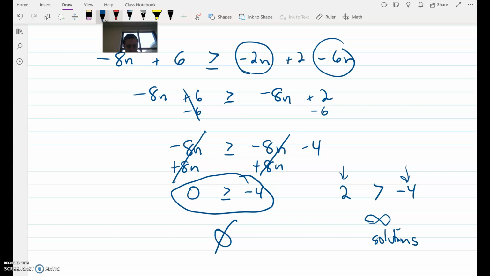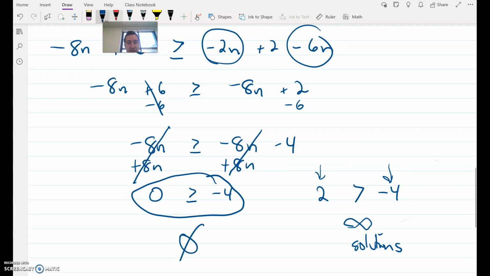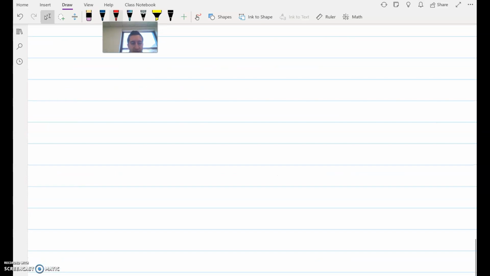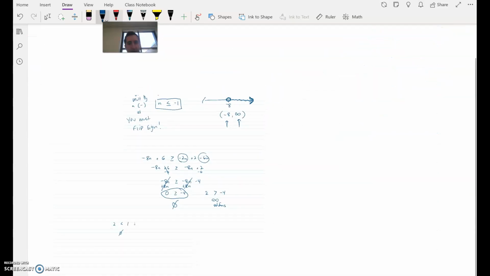Okay, so in conclusion, if something ever happens to where your variables cancel out and you're just left with a statement, let's say you're doing a problem on your homework and you get all the way down to the bottom and all that's left is 2 greater than 1. If that's a true statement, then you have infinite number of solutions. If it was the other way and it was, say, 2 is less than 1, that's false. So that's no solution. All right?